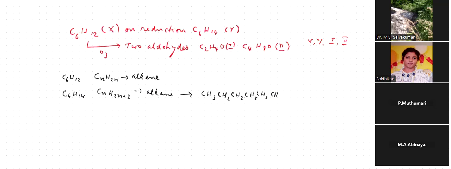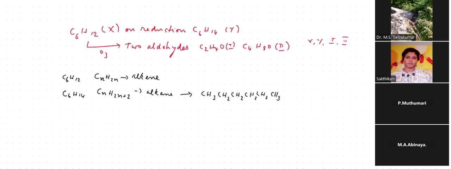Now the problem is, in the alkene form, where was the double bond? Somewhere the double bond is there. What is the position of the double bond? Now you look at this. During ozonolysis, it is getting broken into 4 and 2, 2 carbons on one side and 4 carbons on the other side. Therefore, the double bond might have existed somewhere here.